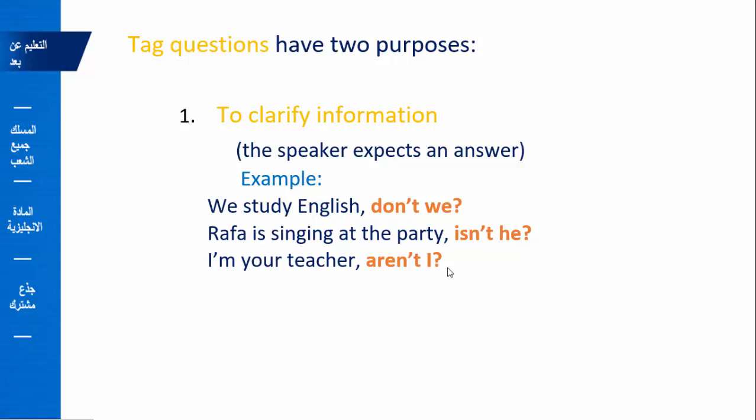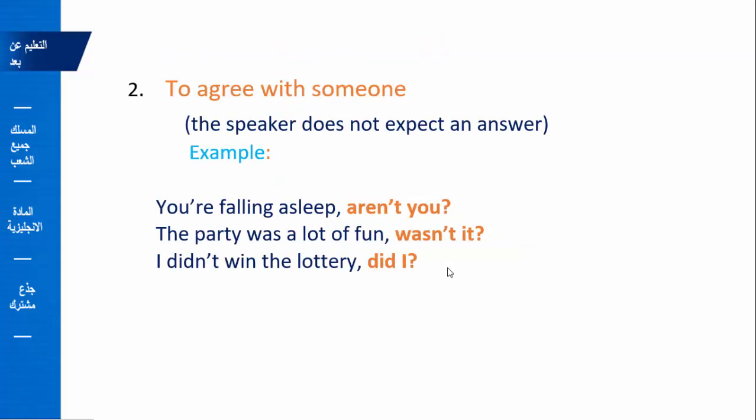The speaker here expects an answer, like these examples. We study English, don't we? Rafa is singing at the party, isn't he? I'm your teacher, aren't I? The second purpose is to agree with someone, but here the speaker doesn't expect an answer. Example: you're falling asleep, aren't you? The party is or was a lot of fun, wasn't it? And I didn't win the lottery, did I?